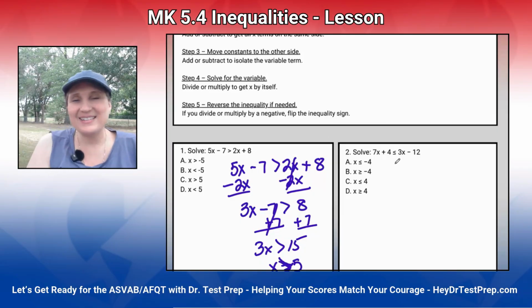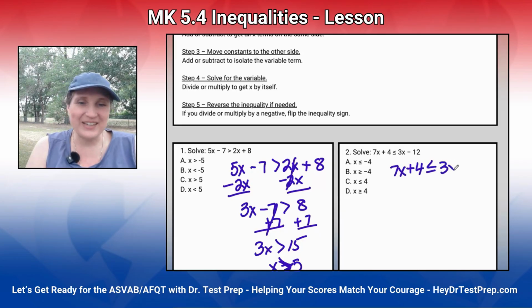All right, I need to refocus. 7x plus 4 is greater than or equal to 3x minus 12.